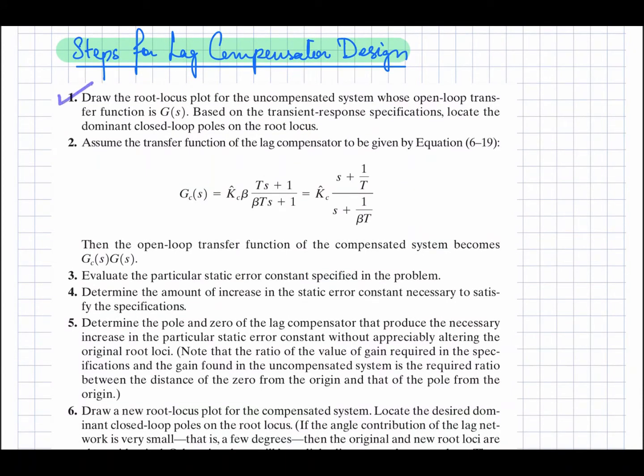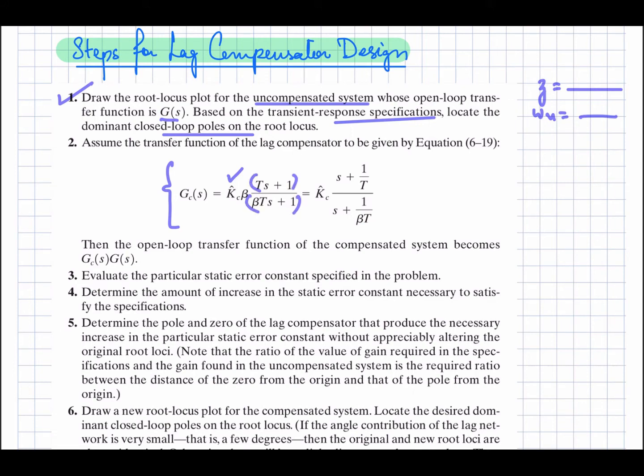First of all, draw the root locus plot of the uncompensated system whose open loop transfer function is G(s), and based upon the transient response specification, locate the dominant closed loop poles on the root locus. What are those transient response specifications? Maybe based upon zeta and the given natural frequency, you should select the desired position of the closed loop poles, and then assume this as the transfer function of the lag compensator. This is the gain of the lag compensator, this is the zero, and this one is the pole that is introduced by it.